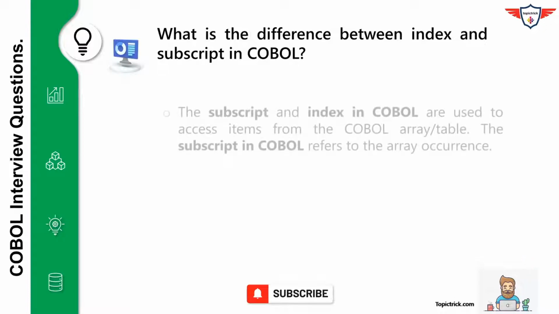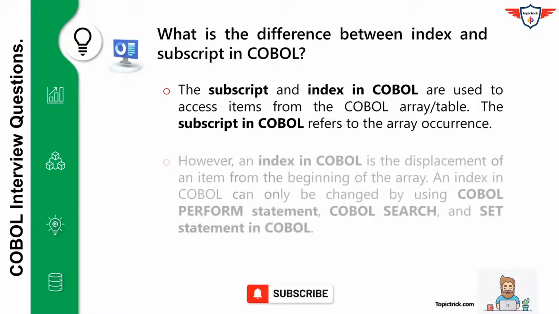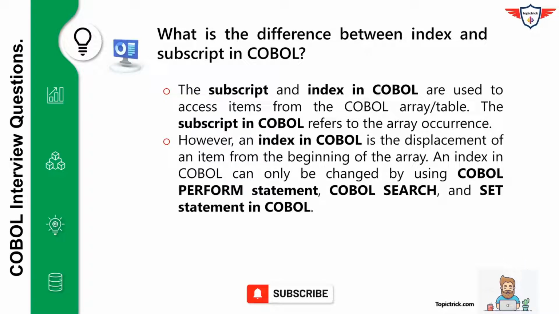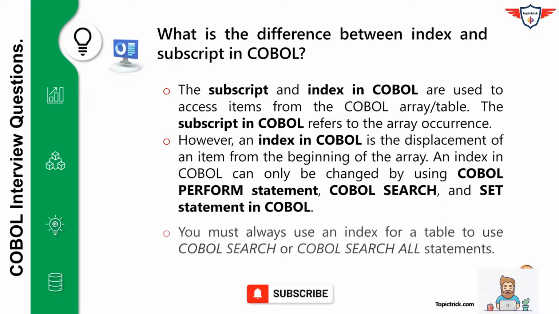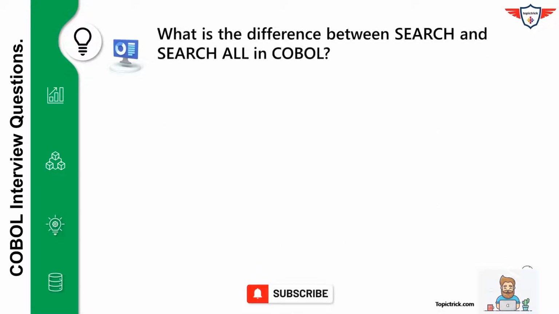What is the difference between index and subscript in COBOL? The subscript and index in COBOL are used to access elements from the array. The subscript in COBOL refers to the array occurrence. However, an index in COBOL is the displacement of an item from the beginning of the array. An index in COBOL can only be changed by using COBOL perform statement, COBOL search, and set statement. You must always use an index for a table to use COBOL search or COBOL search all statements.